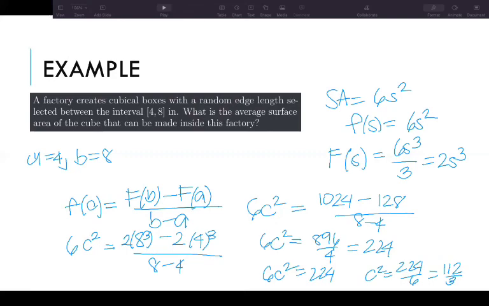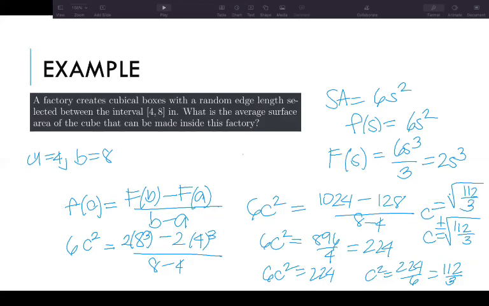Solving for c, we get c equals plus or minus the square root of 112 over 3. Since this is a quadratic equation where we have the square on the left side, we need to get the positive and the negative root. However, we discard the negative one since lengths are not negative and we have this interval 4 to 8, which clearly is a set of positive real numbers. So c equals the square root of 112 over 3.